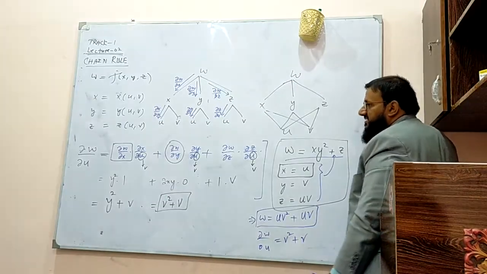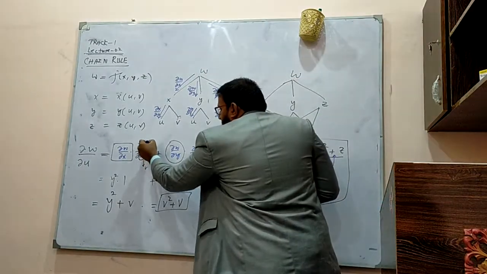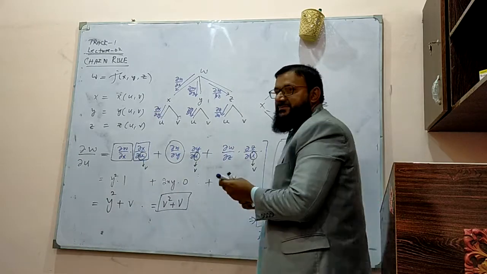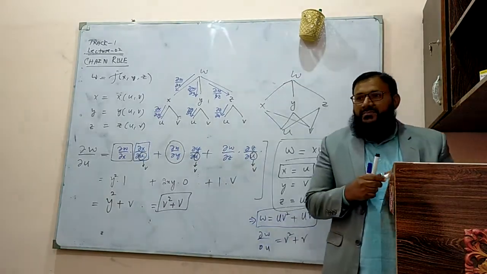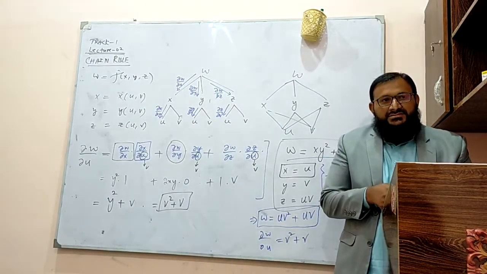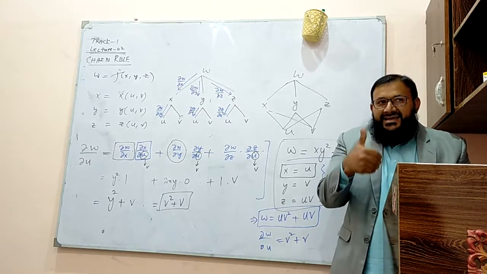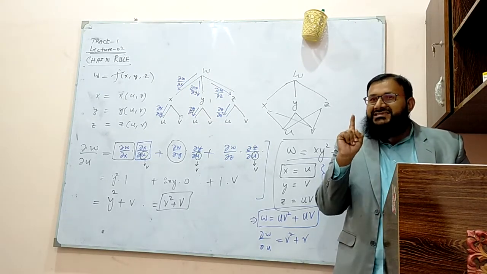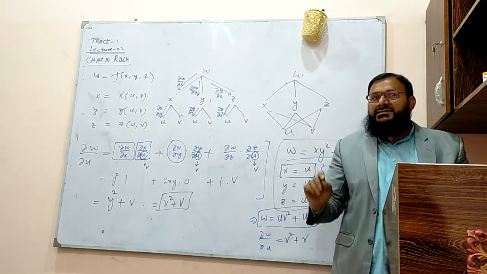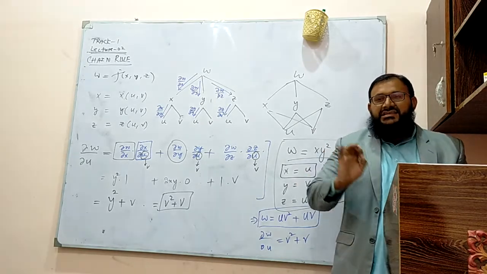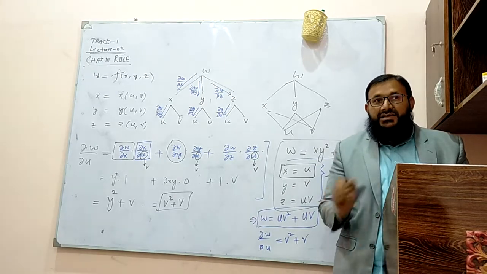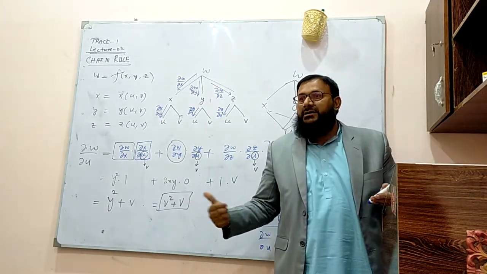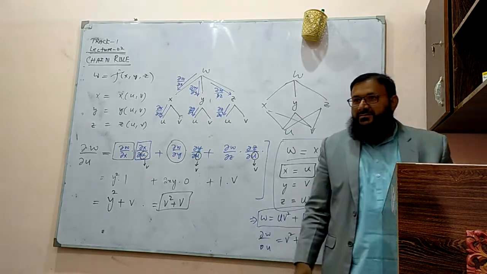Now my question is, why did I not write here dx by du in the previous case? Now x is a function of several variables. Yes, so x depends upon u and v. If x, y and z independently depend upon a single parameter t, then it would be dx by dt, dy by dt, dz by dt. But in this case, x, y and z depend upon more than one independent variable.